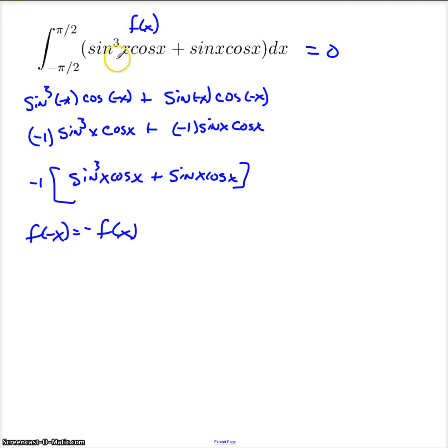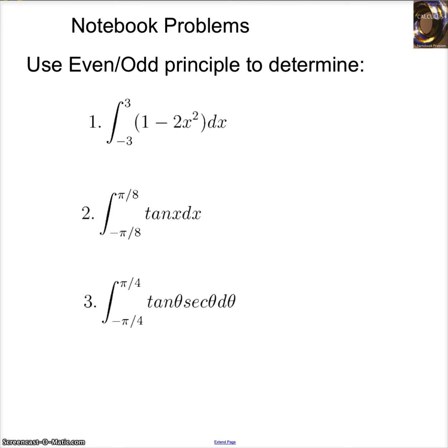And if you don't believe me, go ahead and do this integral using substitution. Okay, give these a go.